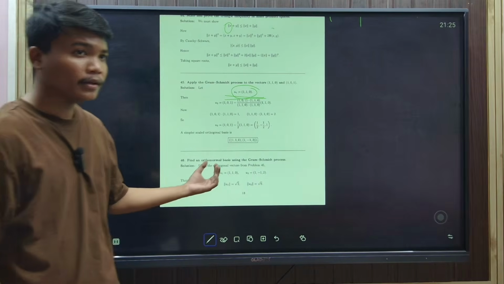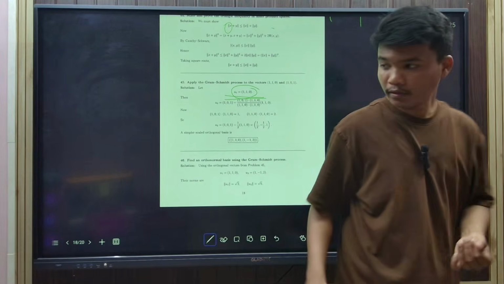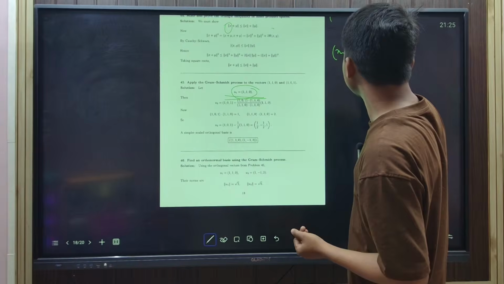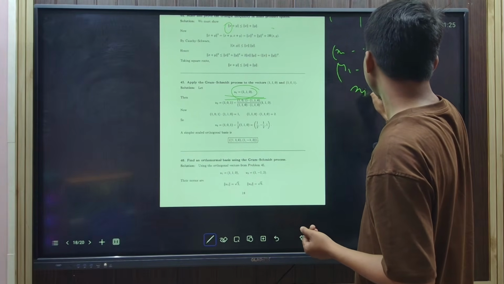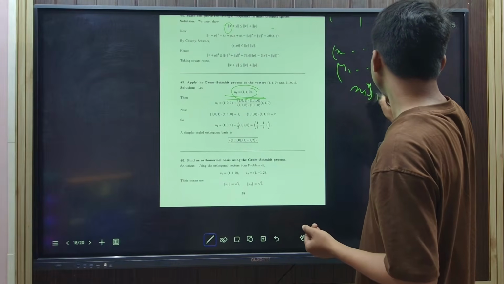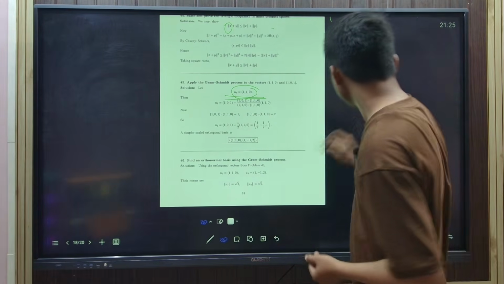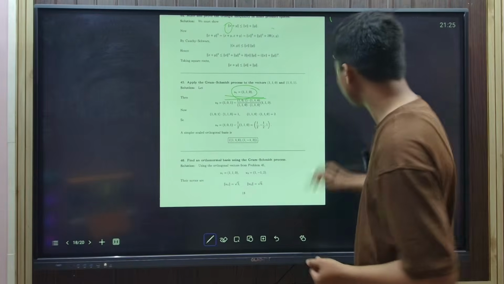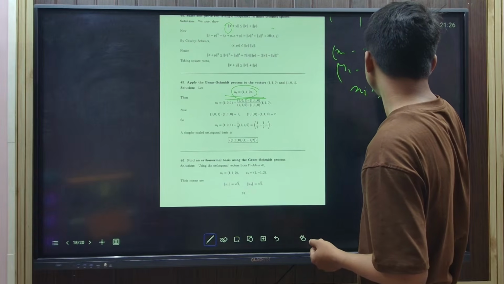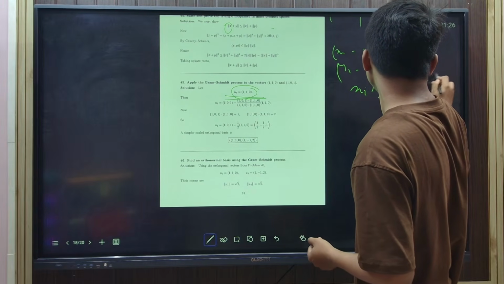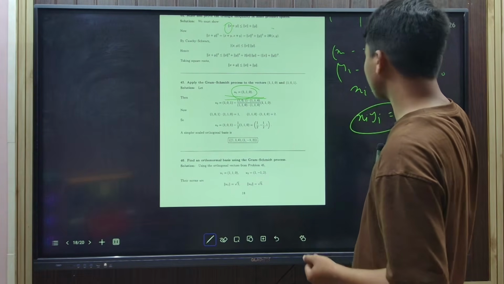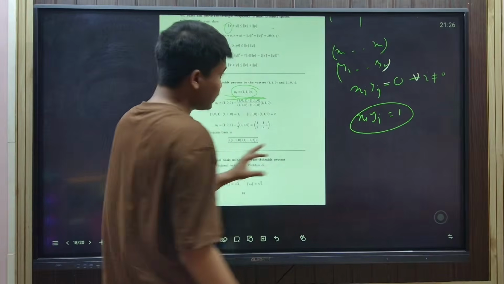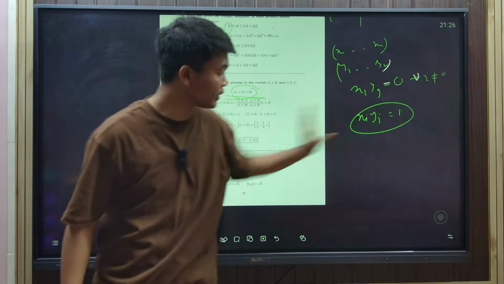Orthonormal basis means that if you have x1, x2, ..., xn and y1, y2, ..., yn, then the inner product of xi, yj is 0 for every i not equal to j, and xi, yi is 1. These are called an orthonormal basis. Orthogonal means the inner product is 0 for i not equal to j, but the norms are non-zero, not necessarily 1.